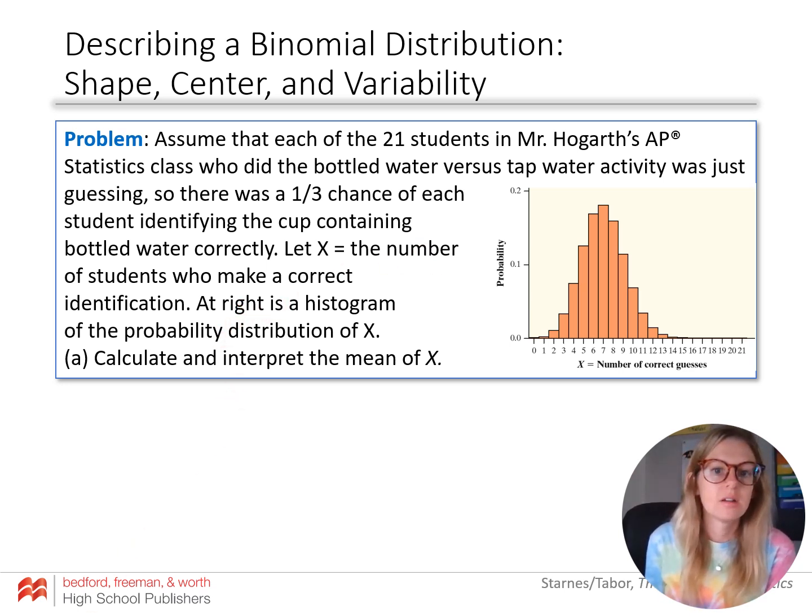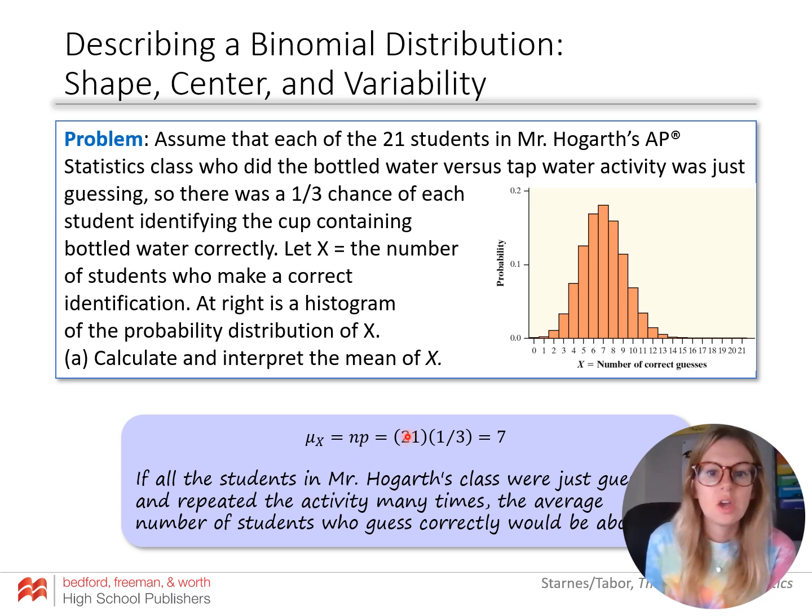Okay, so let's find that mean. We have the number of trials, 21 students. The probability is 1/3. 1/3 of 21 is 7. So if I'm interpreting it, if all the students were just guessing and they repeated the activity many times, the average number of students who guessed correctly would be about 7. Okay, so we're just taking our expected value.